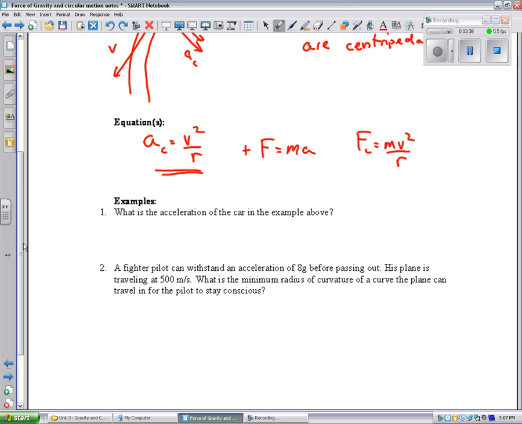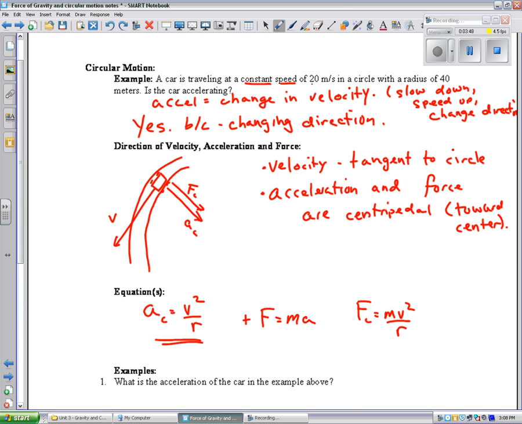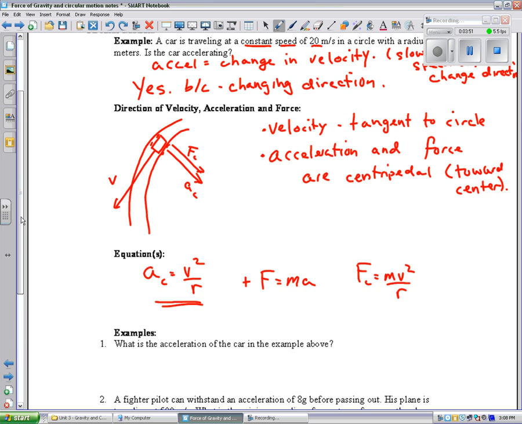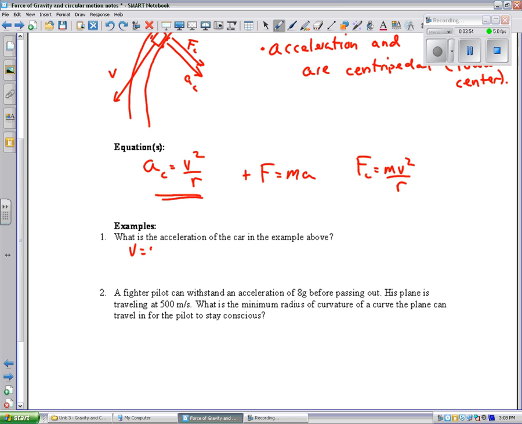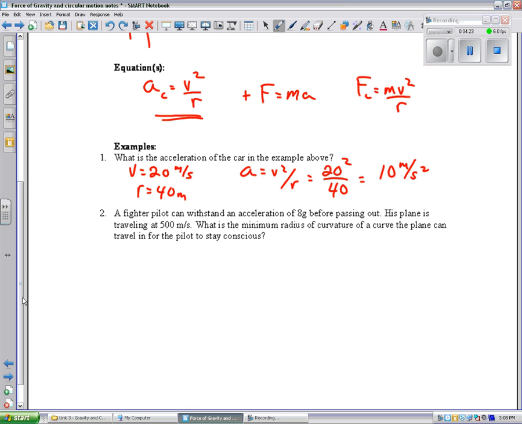Now, for some examples, what's the acceleration of the car in the example above? We have a speed of 20 and a radius of 40. So we'll write those down as our givens. Velocity is 20 meters per second. Radius is 40 meters. And a is v squared over r. That's 20 squared over 40, and if you evaluate that, you end up with 10 meters per second squared for the acceleration. The units are going to be the same as in the one-dimensional motion unit, so acceleration means meters per second squared.